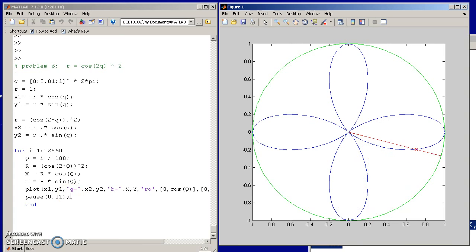Finally, just for fun, it's not on the homework, but it makes a pretty figure. If I do cosine of 2 theta squared, I get this, a little dogwood flower. For cosine theta positive, I get cosine squared. Cosine is negative, cosine squared is still positive.